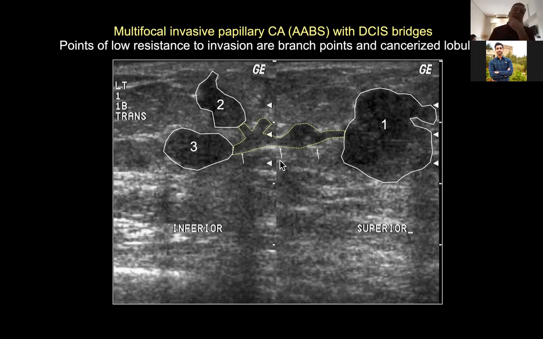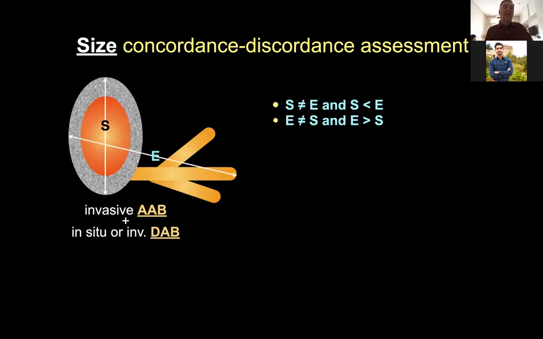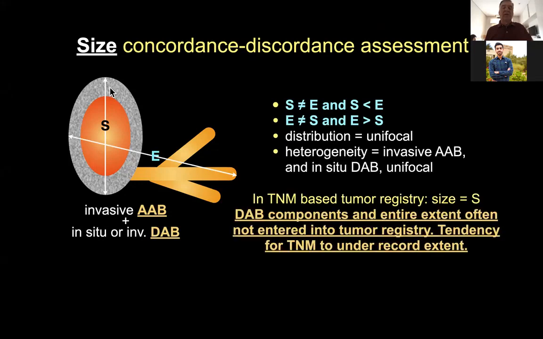And the most common places for invasion to occur are in the cancerized TDLUs or at branch points of the duct. But again, huge difference between the size, which is the maximum diameter of index TDLU number 1, and the outside dimension between TDLU number 3 and TDLU number 1. So again, if we have an invasive cancer with a thick echogenic rim, the size will include the thick echogenic rim, but the extent will include the DCIS components.